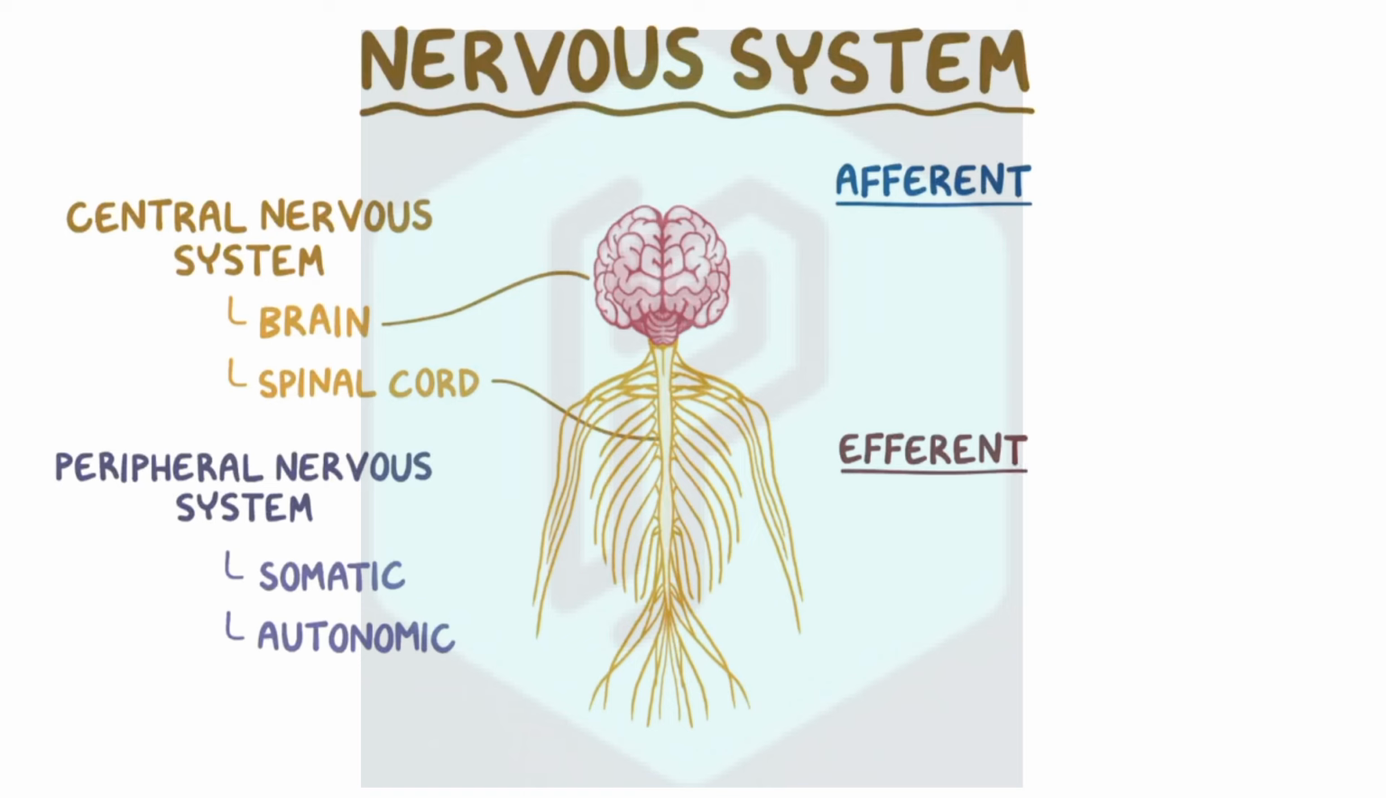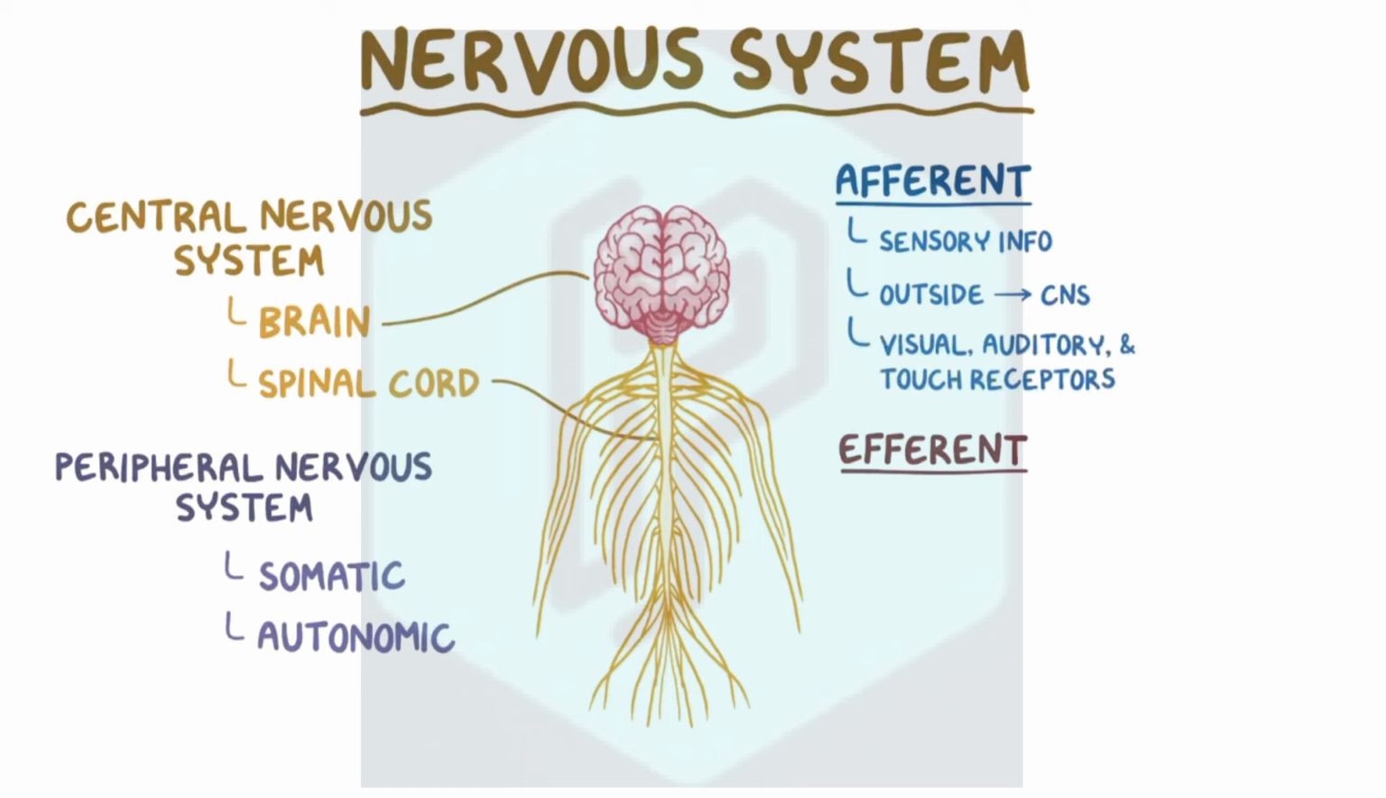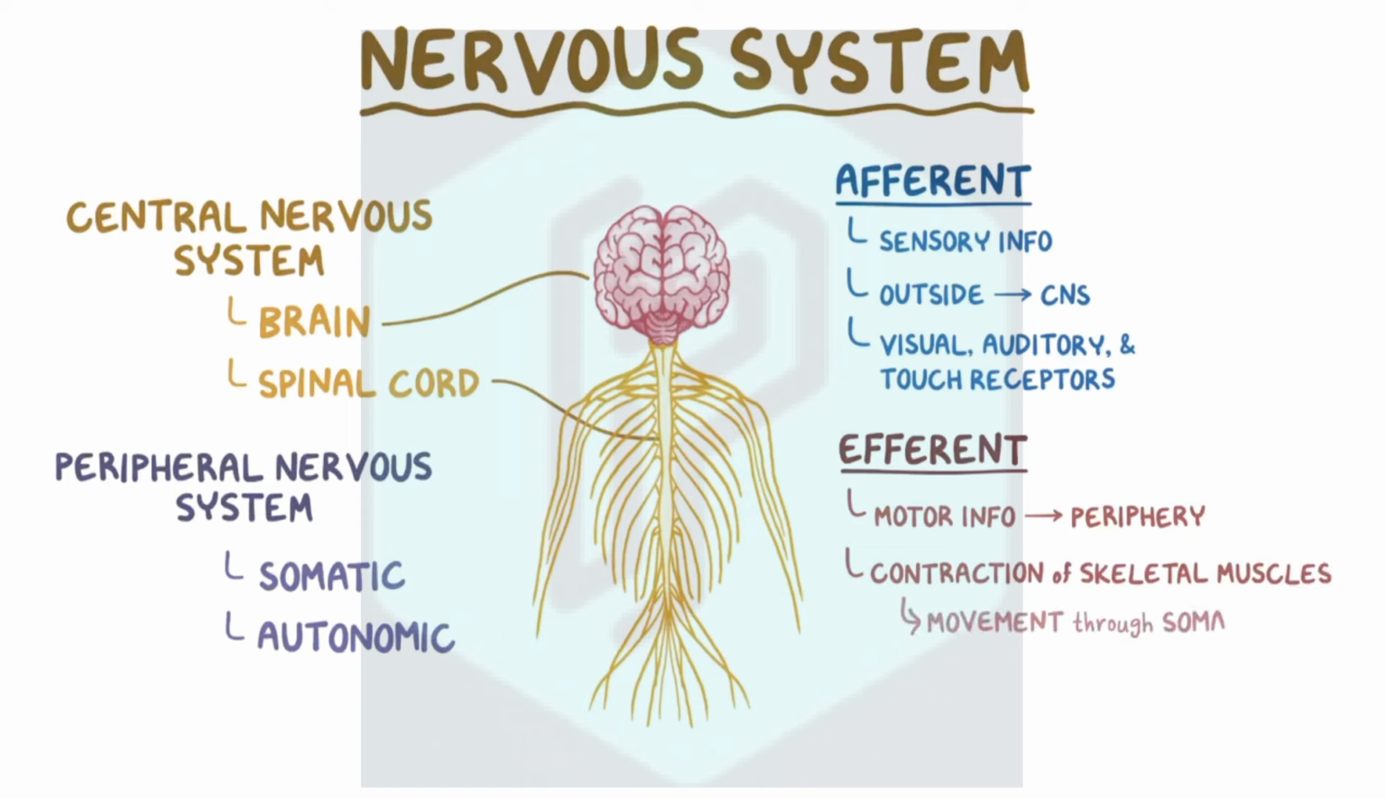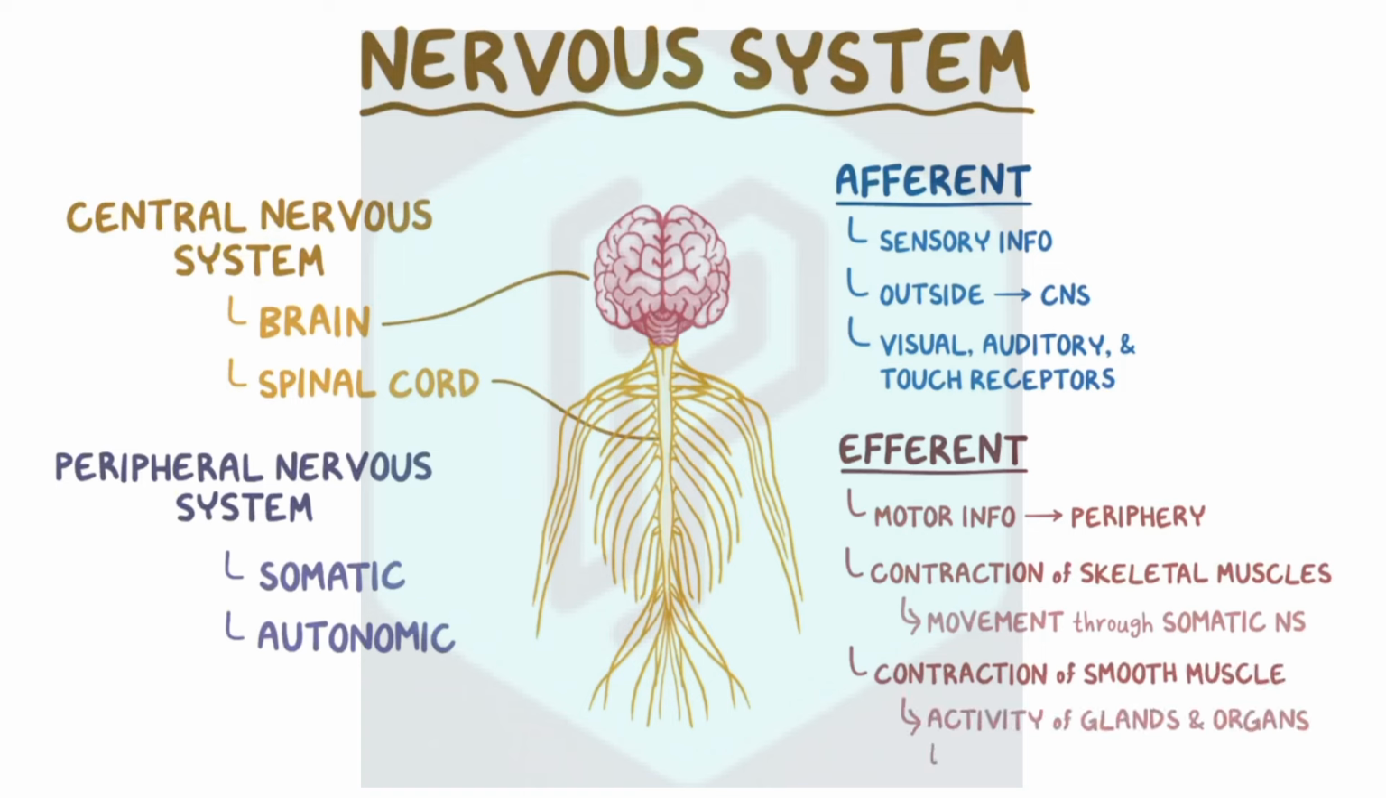The afferent division brings sensory information from the outside into the central nervous system and includes visual receptors, auditory receptors, and touch receptors. On the other hand, the efferent division brings motor information from the central nervous system to the periphery, ultimately resulting in contraction of skeletal muscles to trigger movement through the somatic nervous system, as well as contraction of the smooth muscles to trigger activity of the glands and organs through the autonomic nervous system.